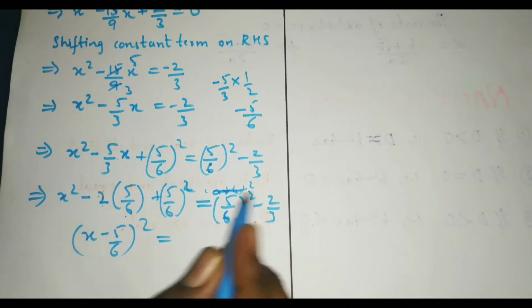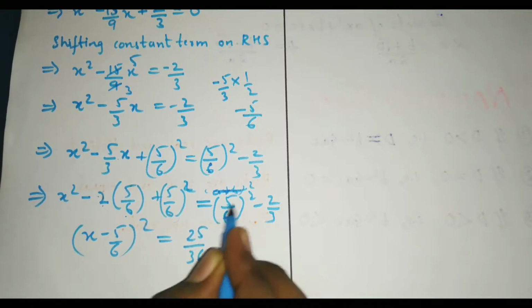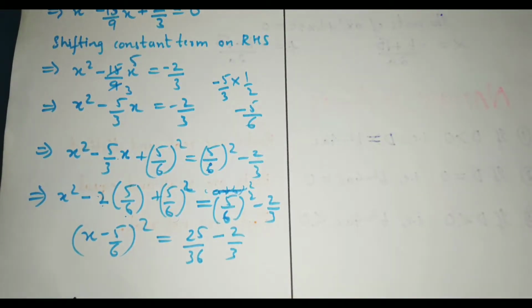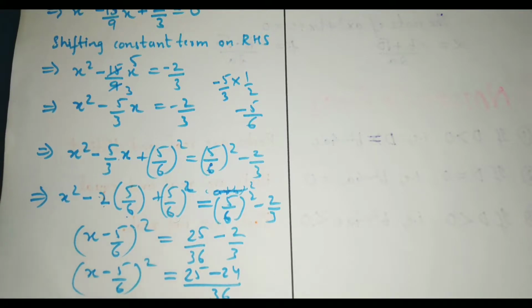Next, you have to simplify the RHS in the next step. You will get 25 by 36, the square of this, minus 2 by 3. When you simplify this, how much will you get? This is 36 into 12, so this becomes 24. So we can write 25 minus 24 by 36, because 36 is the LCM on the RHS. Now this becomes the same thing, you have to write, right? Fine.